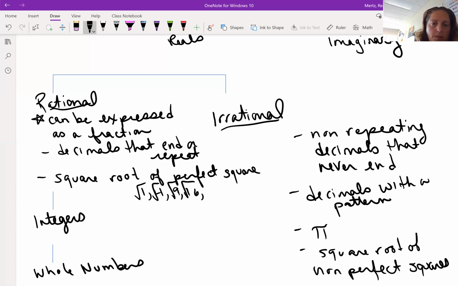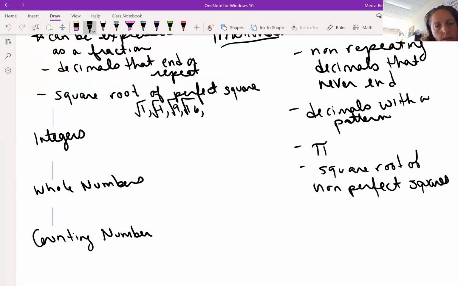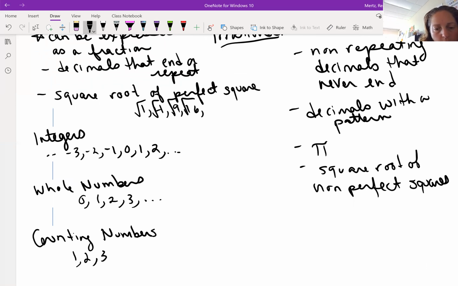We'll do some examples in a moment. So integers, for example, are whole numbers and their opposites. So maybe -3, -2, -1, 0, 1, 2, etc. These go on forever. Whole numbers start with 0 and they go up. In counting numbers, the first number we count with is 1. So 1, 2, 3. Another name for counting numbers is natural numbers. So you might also see it referred to as natural.